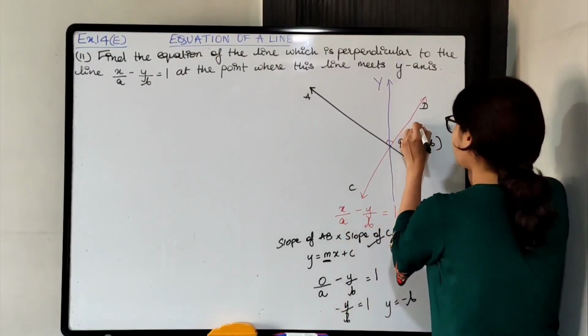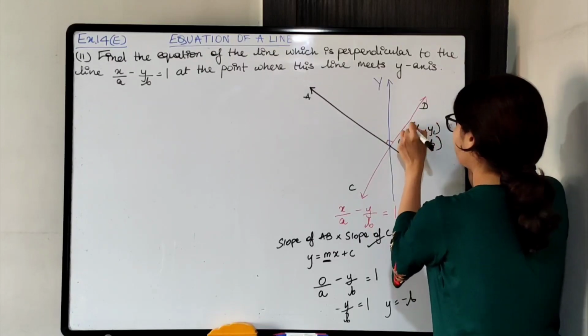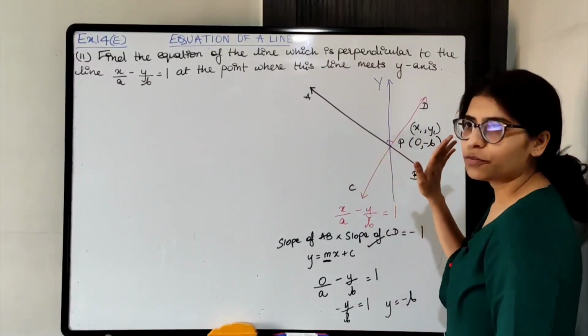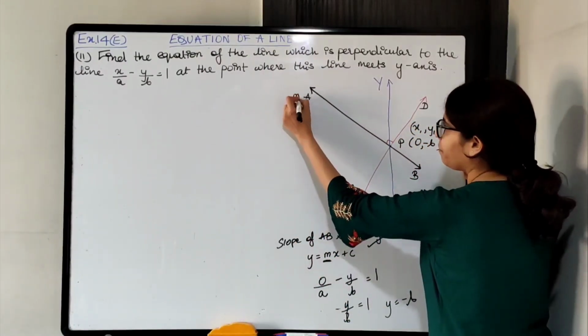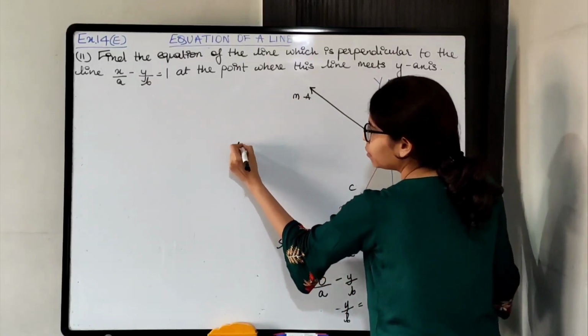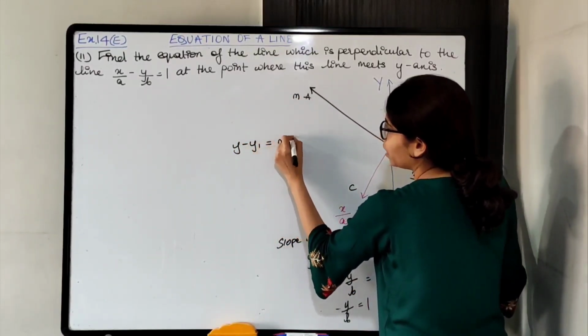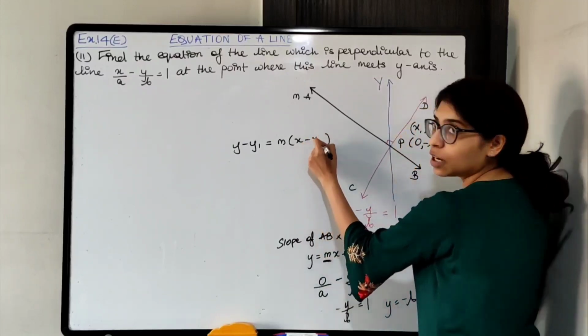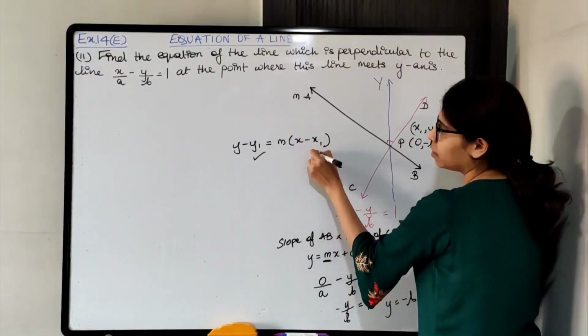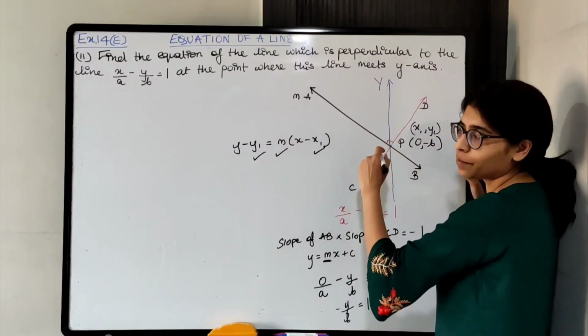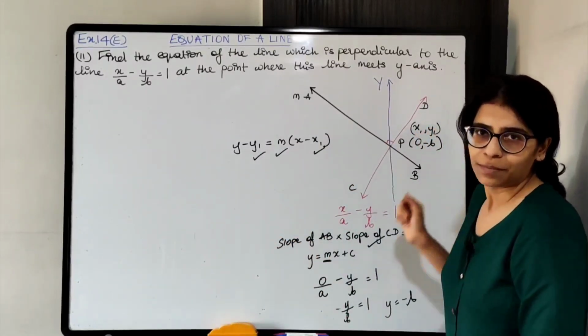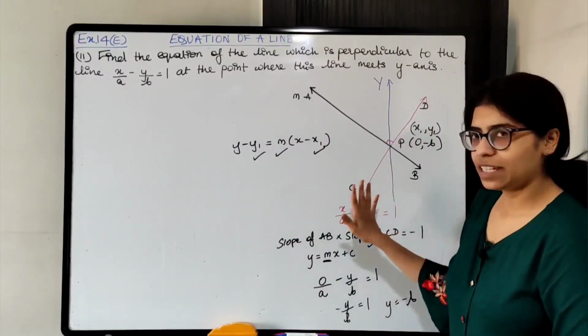So we have x1, y1. We'll get the slope of AB, that is m. So using the formula y minus y1 equals to m into x minus x1, put the values of x1, y1, put the value of the slope of AB, and you'll get the equation of AB. Okay, so it's very easy.